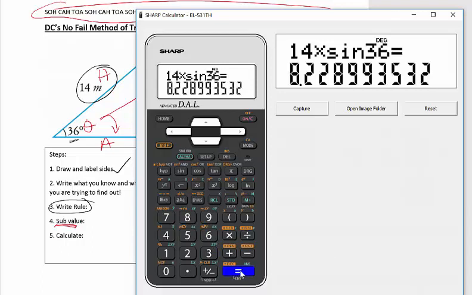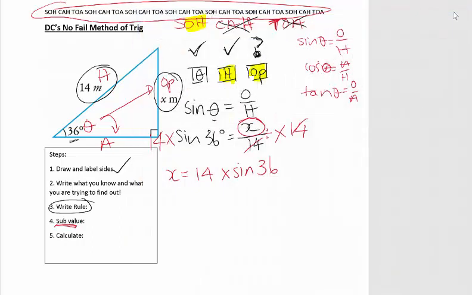Equals. So there we go. So we've got 14 times sine 36 is 8.228. So we might round it to 2 decimal places and get 8.23. Excellent. Equals 8.23. And what's our units? Meters.